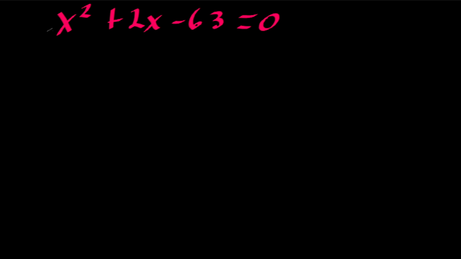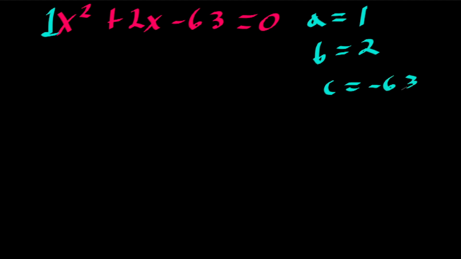So the first thing we want to do is identify a, b, and c. A is always in front of x squared, which would be 1. B is in front of x, which would be 2. And then c is basically at the end with no variable, and that would be negative 63.